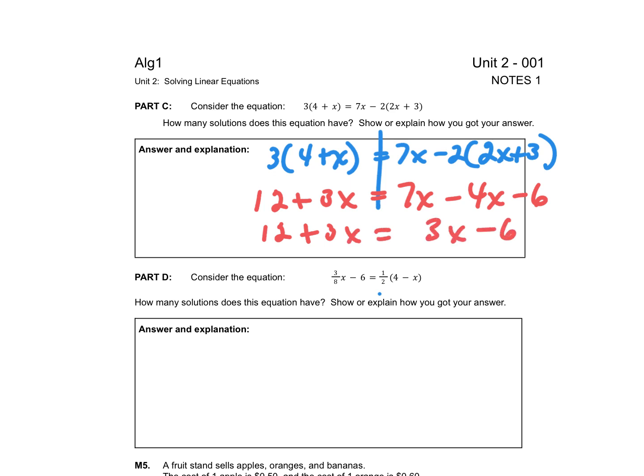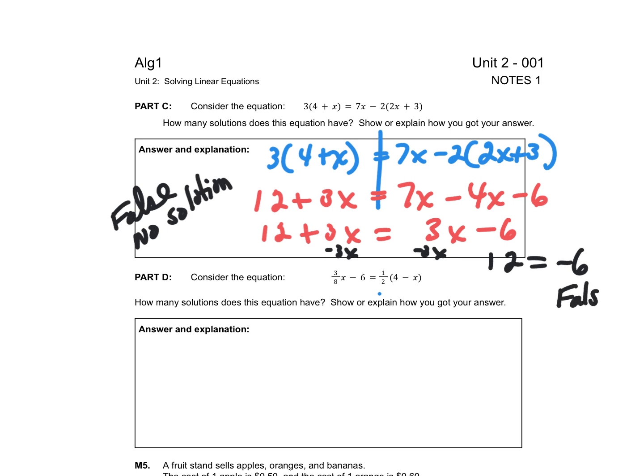Okay. Now, we subtract the x's. If I subtract 3x from each side, I'm going to get 12 is equal to negative 6, and that is a false statement. So that is no solution. Remember at the beginning we talked about what makes it true and what makes it false. And so that is a false statement, so there's no solution.